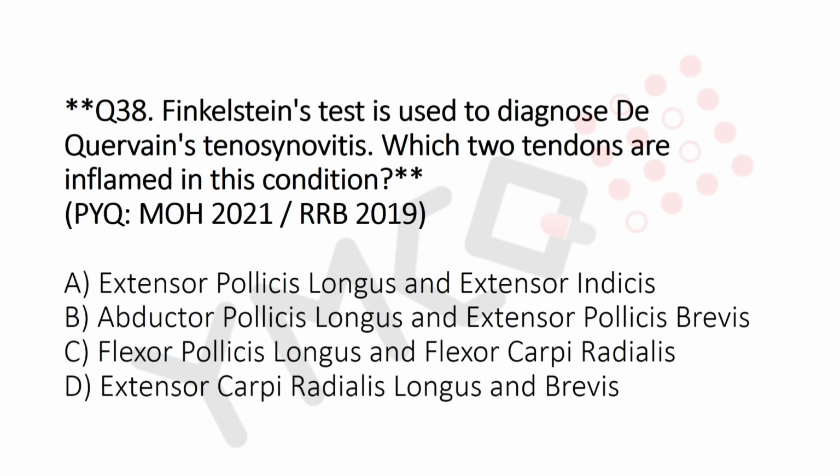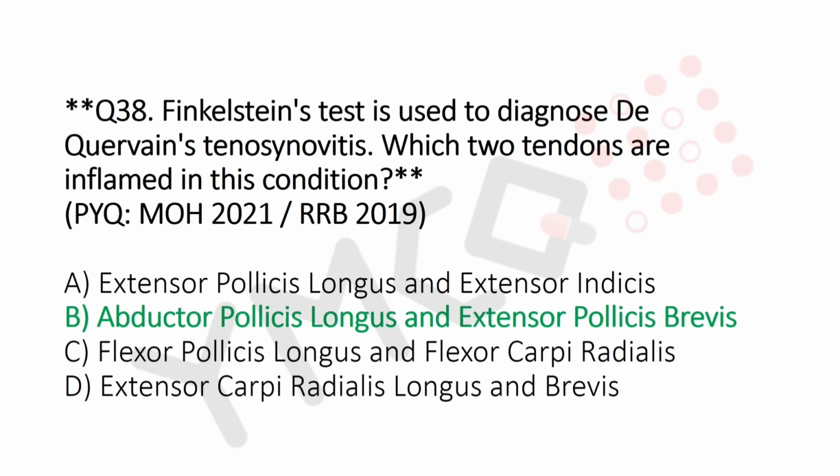And the answer is option B, abductor pollicis longus and extensor pollicis brevis. It affects the first dorsal compartment of the wrist. Remember the mnemonic: apple and peanut butter. Abductor pollicis longus and extensor pollicis brevis. Okay.